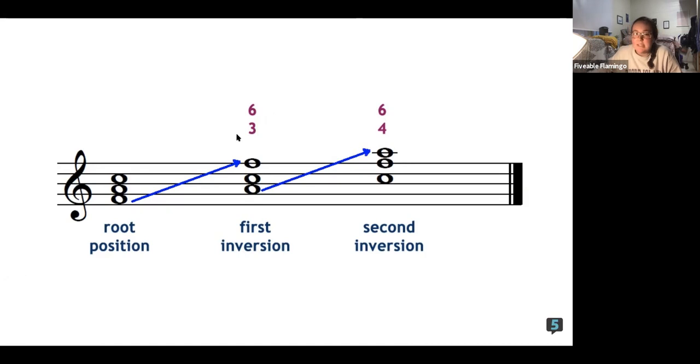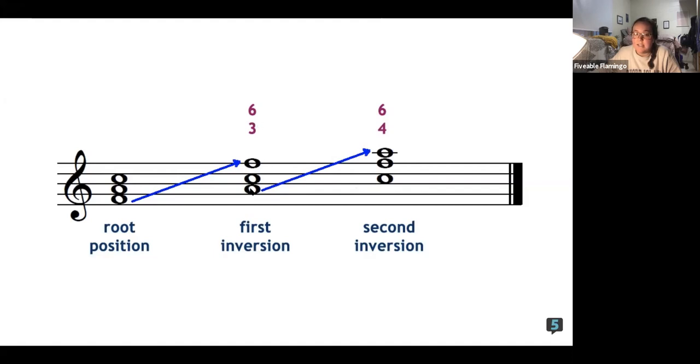The technical reason behind it being a 6/3 is because this is a 6th interval from the A to the F here, and then this is a 3rd. So that's why it's a 6/3. If you're ever stuck, you can figure that out. But second inversion, it's another 6th here from the C to the high A, and then it's a 4th between the C and the F. So that's why it's a 6/4.